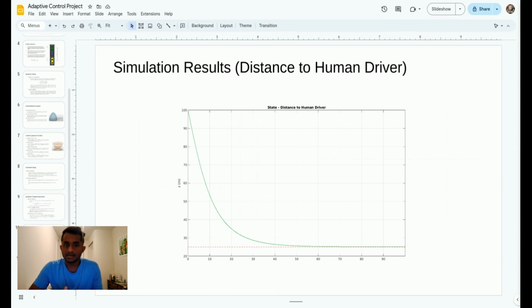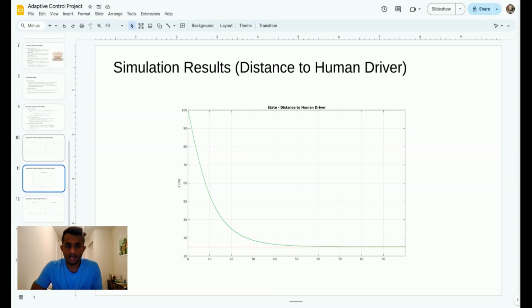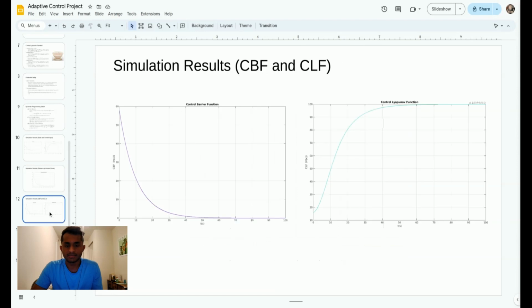In this case, our simulation results show our distance to the human driver. You could see that the distance to the human driver reduces to a stable safe distance, which demonstrates the proper stabilization effect of our control barrier function. As time passes by, it reaches the desired distance of 25 meters.